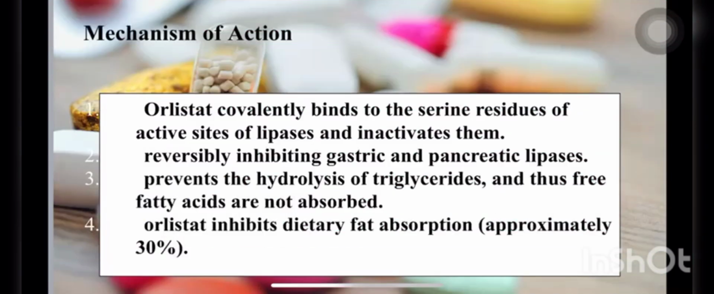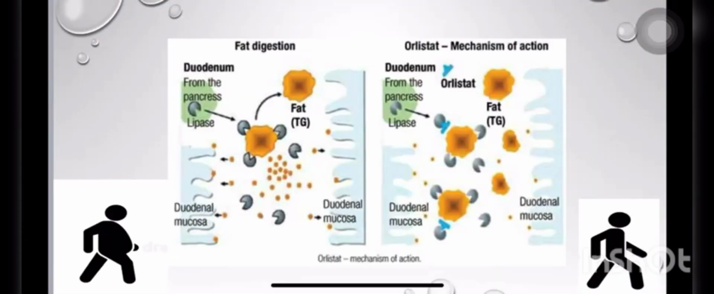Let's discuss the mechanism of action. Orlistat is covalently bonded to the serine residue of the active sites of lipases and inactivates them, reversibly inhibiting gastric and pancreatic lipases. It prevents the hydrolysis of triglycerides, and thus free fatty acids are not absorbed. Orlistat inhibits dietary fat absorption by approximately 30%. Here is a visual representation of Orlistat's mechanism of action, showing how it works in the body.